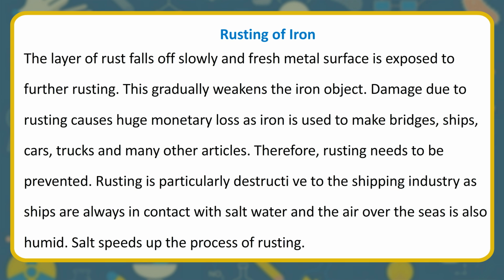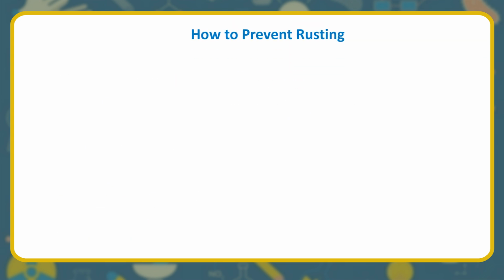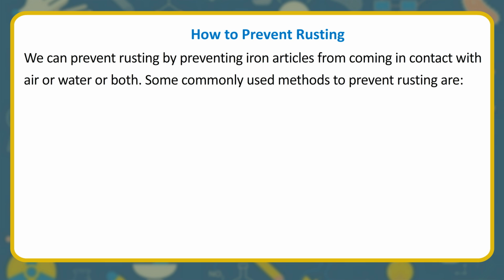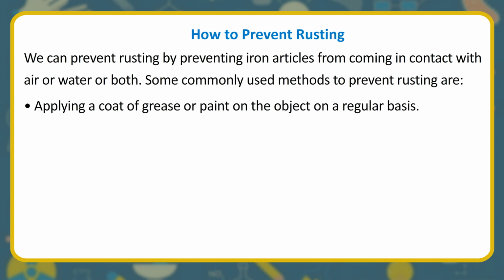Rusting is particularly destructive to the shipping industry, as ships are always in contact with salt water and the air over the seas is also humid. Salt speeds up the process of rusting. How to prevent rusting? We can prevent rusting by preventing iron articles from coming in contact with air or water or both. Some commonly used methods to prevent rusting are applying a coat of grease or paint on the object on a regular basis.